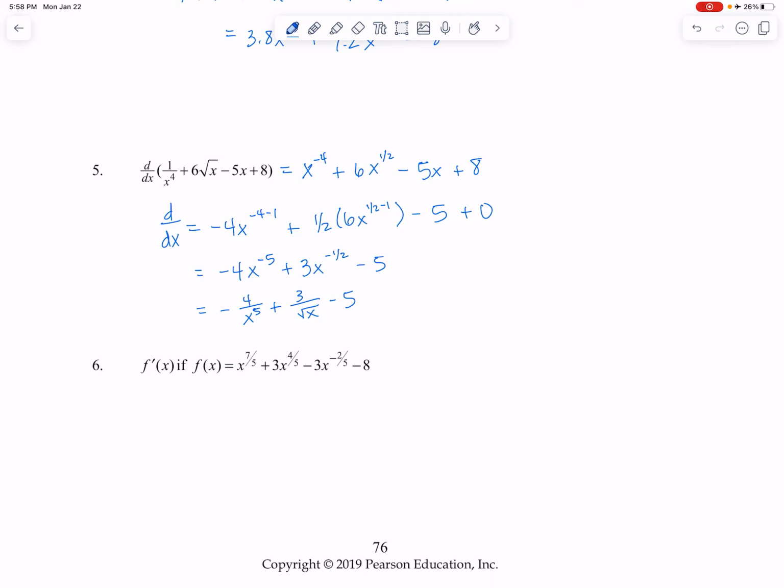Now, one thing that I kind of skipped over is the negative exponent is only on the variable. The 4 does not have a negative exponent on it, so it does not go to the denominator. Same thing over here. The variable x has the negative exponent, so it goes to the denominator. 3 does not have a negative exponent, so it stays.